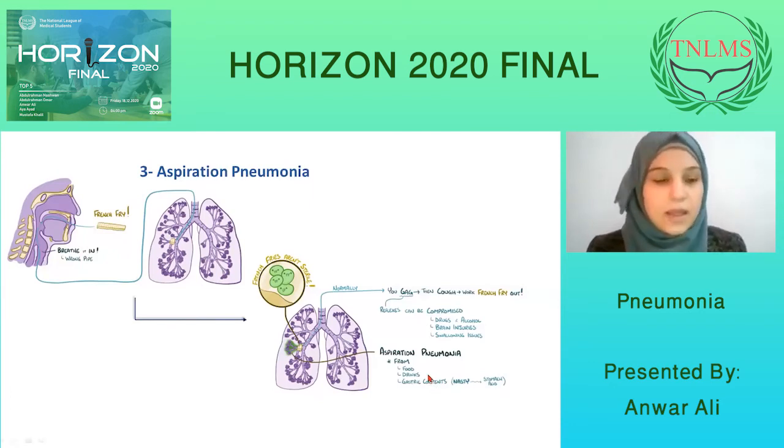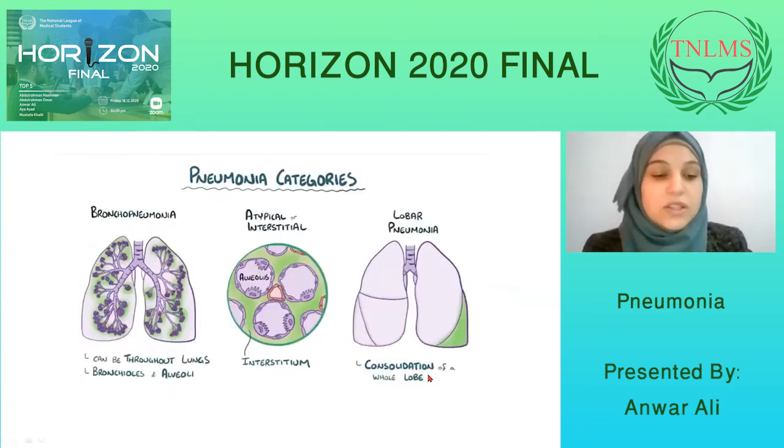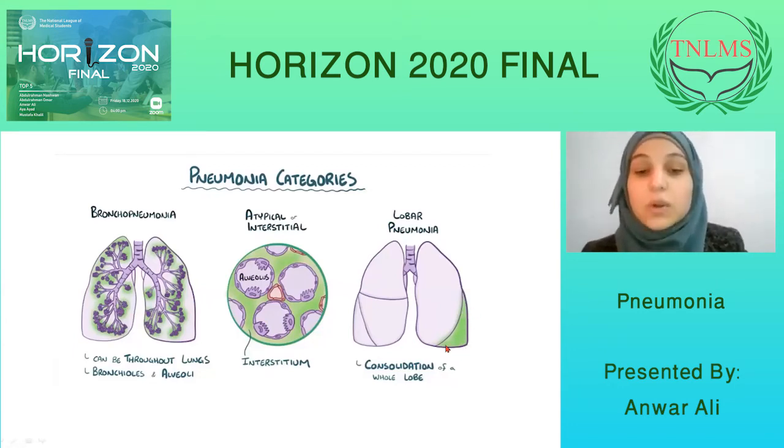Another way to characterize pneumonia is by where the infection is. In bronchopneumonia, the infection could be throughout the lung, involving the bronchioles as well as the alveoli. In atypical or interstitial pneumonia, the infection is mainly outside of the alveoli, in the interstitium. And in lobar pneumonia, the infection causes complete consolidation of a whole lobe of the lung, meaning that the entire region is filled with fluid.